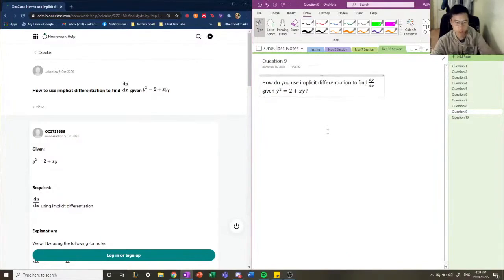Alright, so question number 9 reads, how do you use implicit differentiation to find dy over dx given y squared equals 2 plus xy? Okay, so I first have to explain what implicit differentiation is and how it's different from regular differentiation.